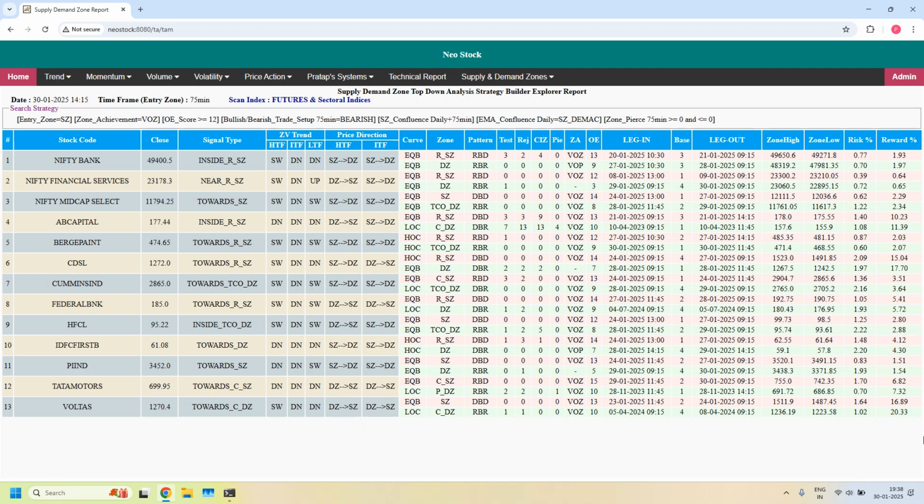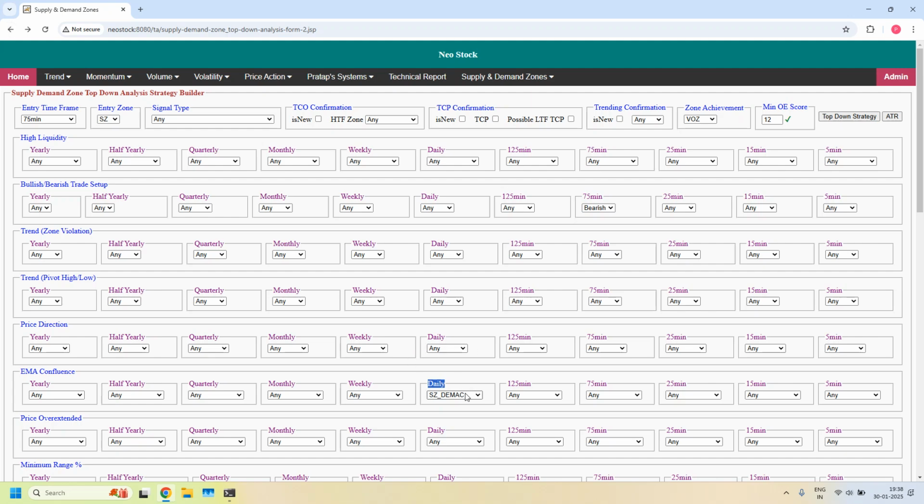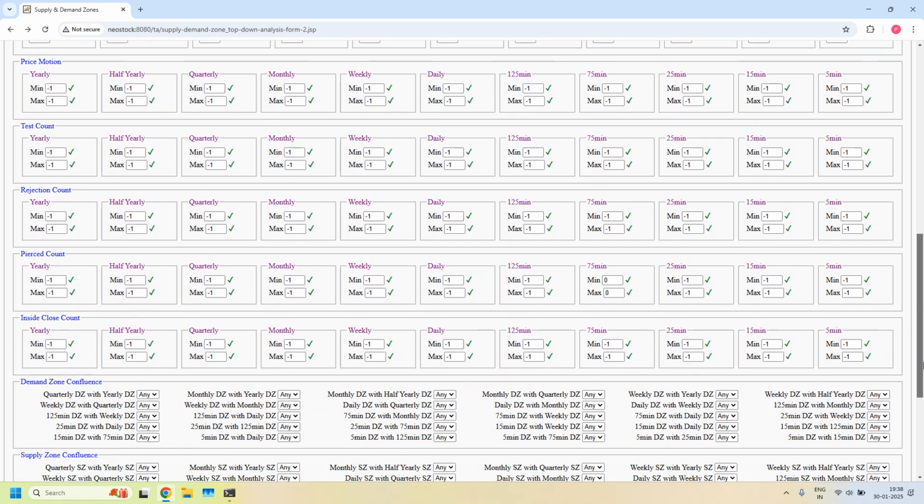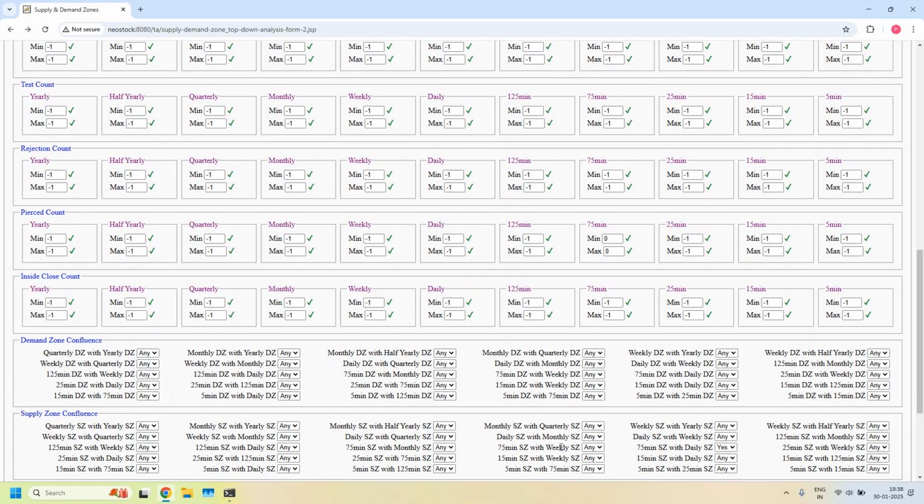Okay. Next, let us look for LTF, ITF and HTF supply zone confluence. So removing the EMA filter. In the supply zone confluence, 3 filters we have to set. First one is already enabled. Remaining 2 filters: first is 75 minute supply zone confluence with weekly supply zone confluence, and daily supply zone confluence with weekly supply zone confluence.